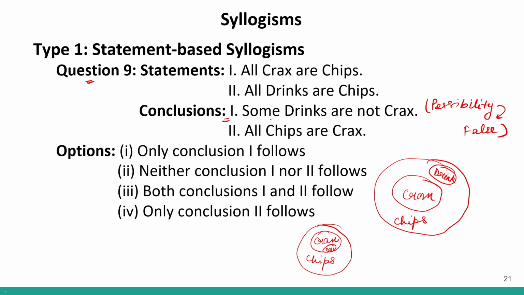false. Conclusion number 2 says all chips are cracks. Obviously not, because cracks is just a portion in chips. So this is also false. So basically neither 1 nor 2 follows. So if I look at options, option number 2 says neither conclusion 1 nor 2 follows. This will be my answer. Correct? This will be my answer.